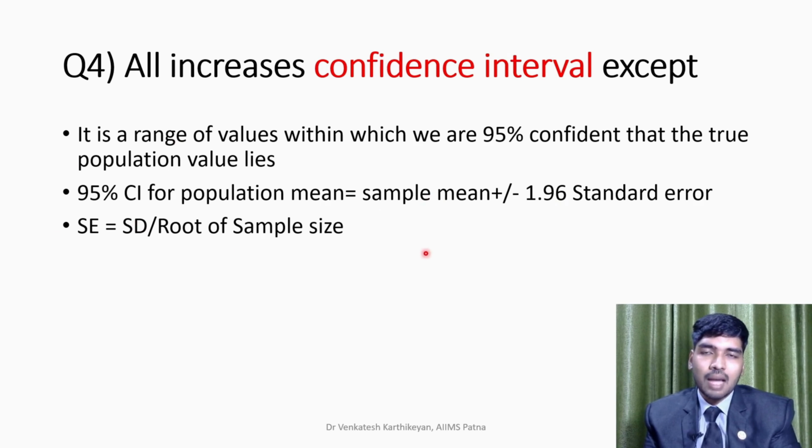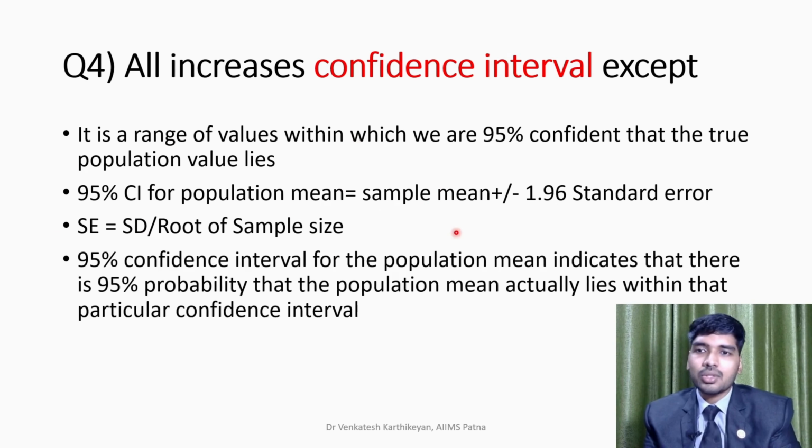So whenever the sample size is increasing, the standard error will decrease and vice versa. The 95% confidence interval for the population mean indicates that there is 95% probability that the population mean actually lies within that particular confidence interval. If the mean weight of your class is 70 kg and the confidence interval is 68 to 72 kg, I am telling that it is a 95% confidence interval, then it means that there is 95% probability that the population mean actually lies within 68 to 72 kg.